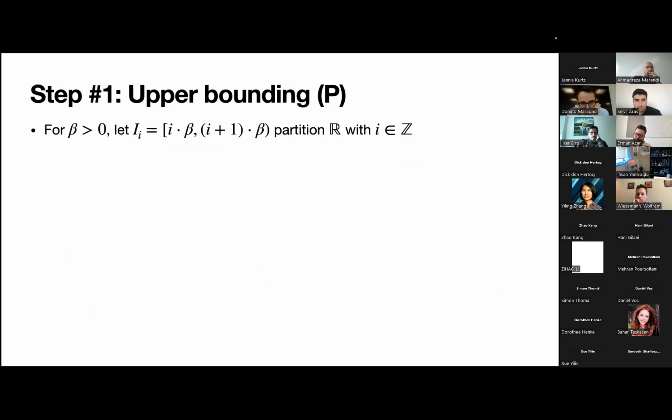So our first step is we fix some beta, which is a positive scalar. And then we come up with an interval I_i, which is from i beta to (i+1) beta. For example, 0 to 1, 1 to 2, 2 to 3, and so on. If we have beta smaller, let's say 0.1, then our jumps will be smaller. And these intervals partition the real numbers.